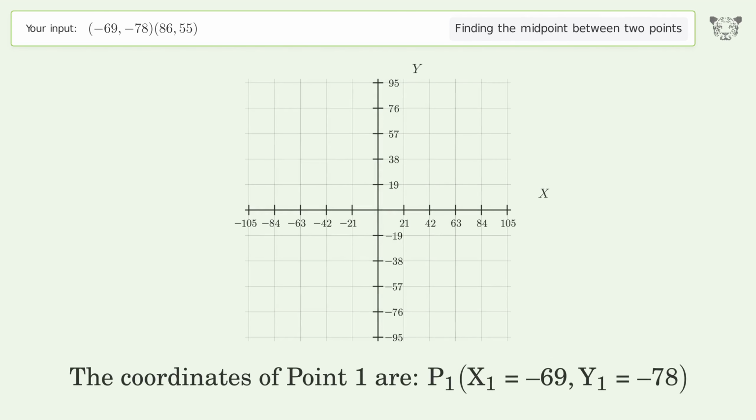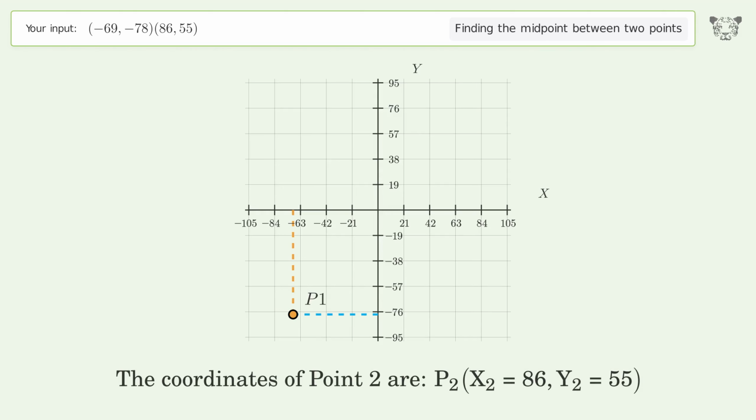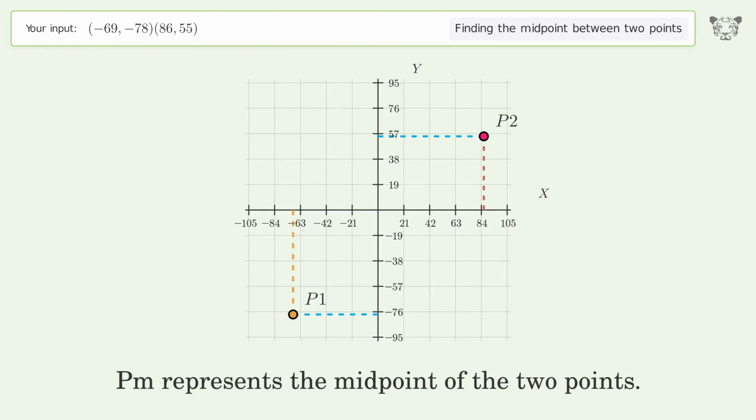The coordinates of point 1 are, x1 equals negative 69, y1 equals negative 78. The coordinates of point 2 are, x2 equals 86, y2 equals 55. PM represents the midpoint of the 2 points.